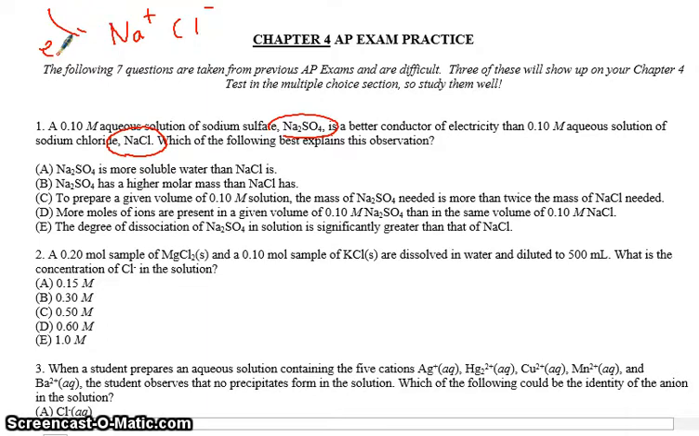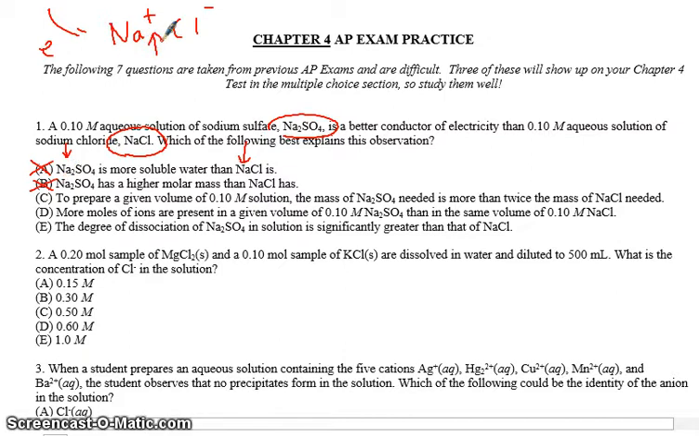A says that Na2SO4 is more soluble than NaCl. This is not true. Both of these have sodium, and all sodium compounds, all group 1 metal compounds, are completely soluble. That one's out. B says sodium sulfate has a higher molar mass. This is true, but this doesn't explain why it's a better conductor. So that one is out. Molar mass doesn't really have much to do with conductivity. It's ions that have to do with conductivity.